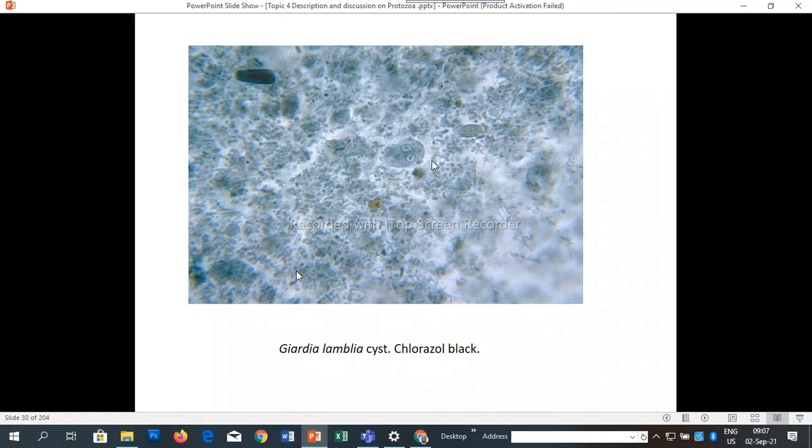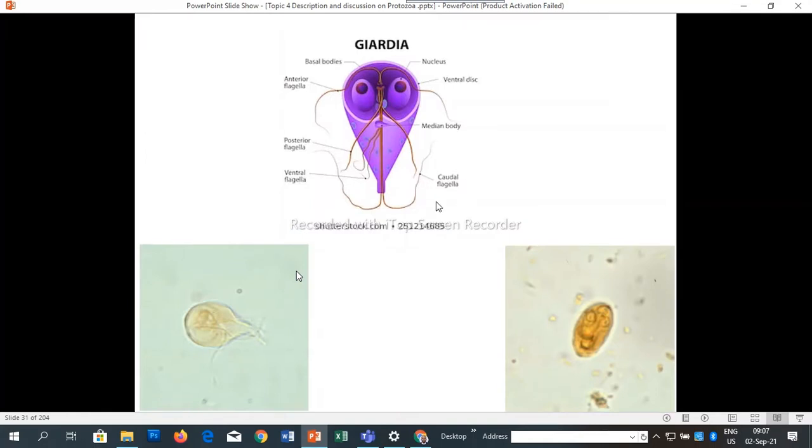Okay, this is the diagram, a drawing, but this is the real morphology in a stool sample. This is a Giardia in stool. This is a cyst, and this is a trophozoite. So we have these sucking discs, which it uses to suck nutrients and to attach to the mucosa. When you look at it, they are like big eyes.